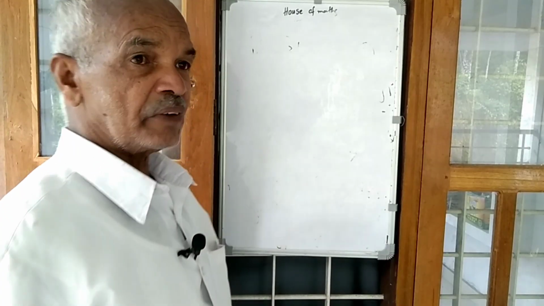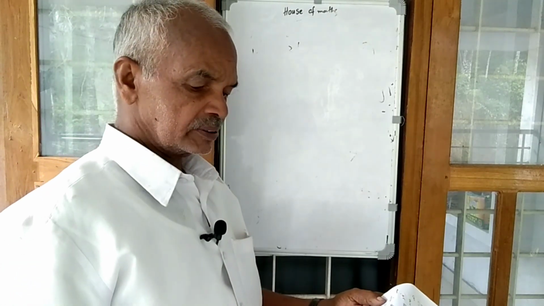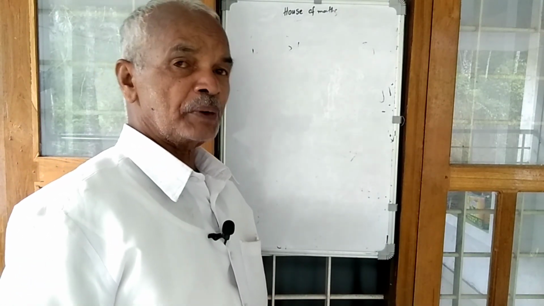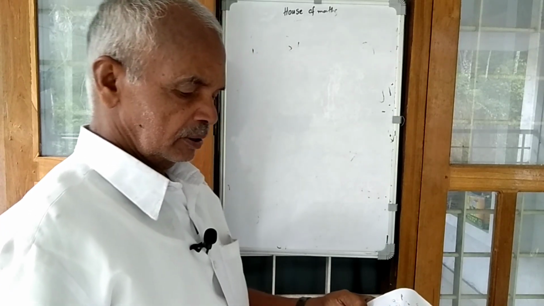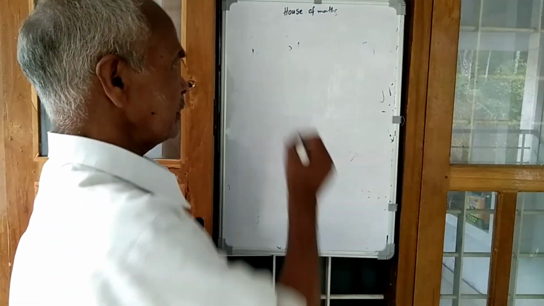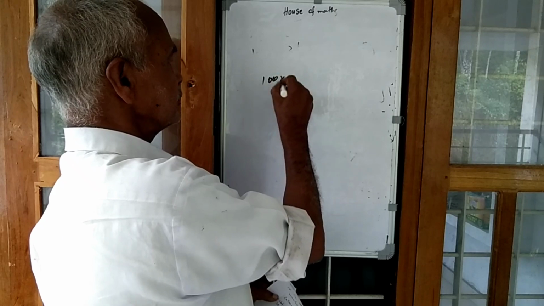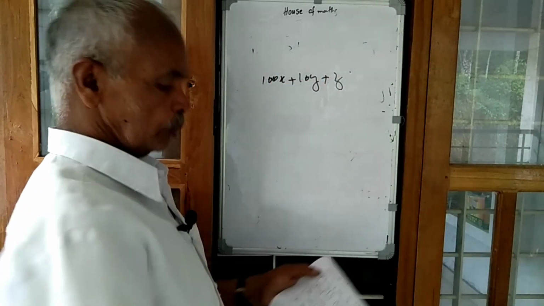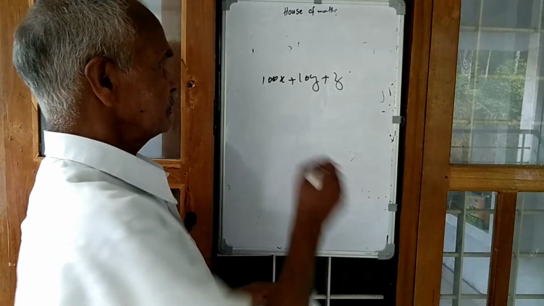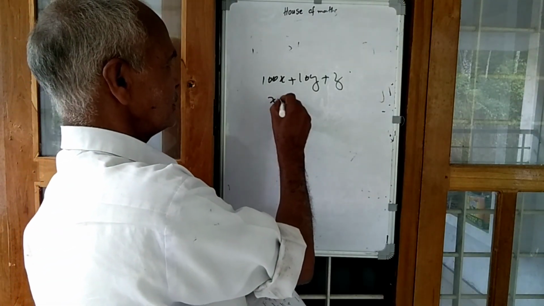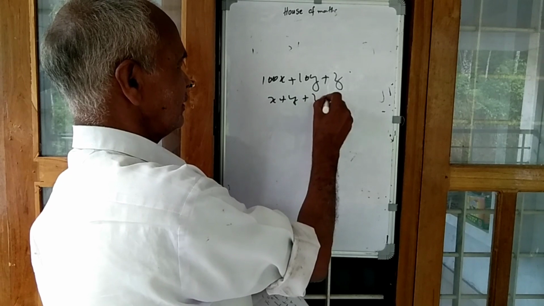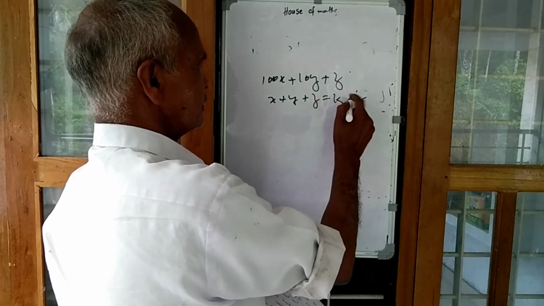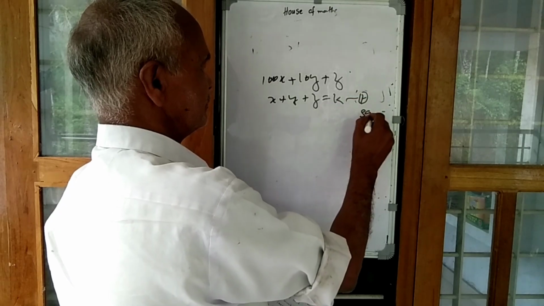Note that x, y, z are the digits of a 3-digit number in the 100th place, 10th place and unit place respectively. Then the number is 100x plus 10y plus z. And also the sum of the digits is x plus y plus z equal to k. That is equation number 1.